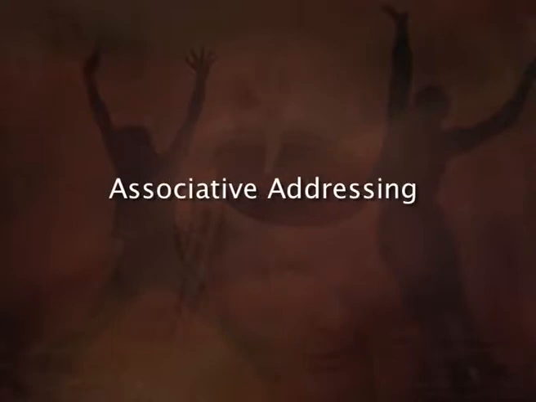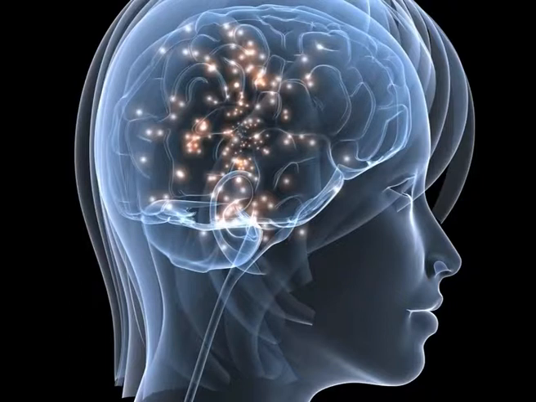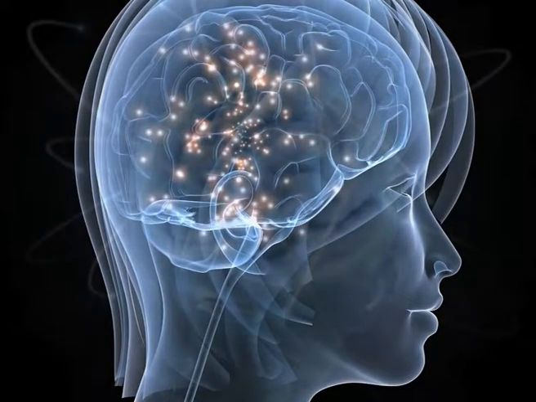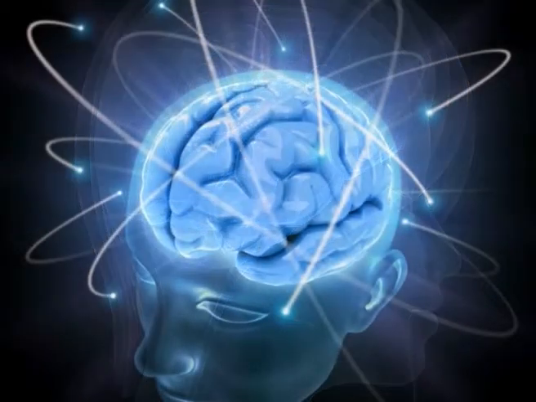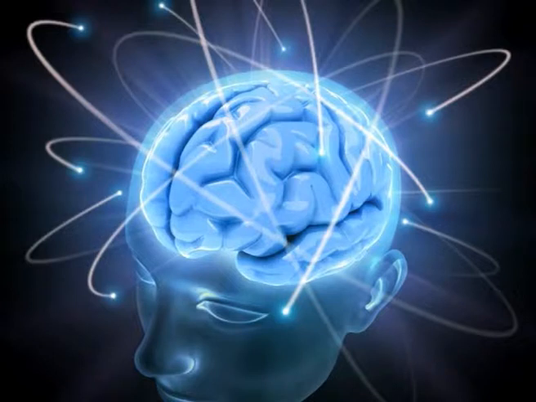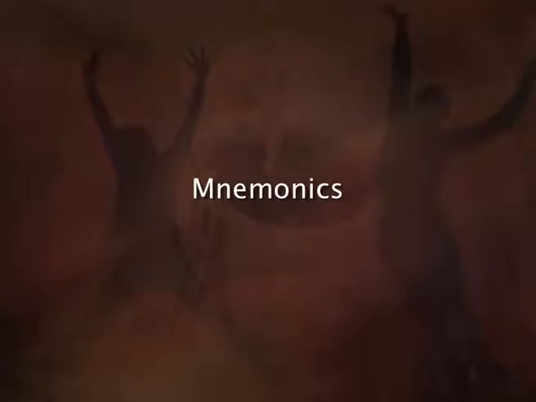Coming to associative addressing. Associative addressing refers to how we organize information in the brain. There are retrieval cues in the brain, where when we store the information, it goes to the brain, and there the cues respond by giving back the information. So by adapting all these 5 methods, we organize the information in long-term memory. Now coming to mnemonics. What are mnemonics?